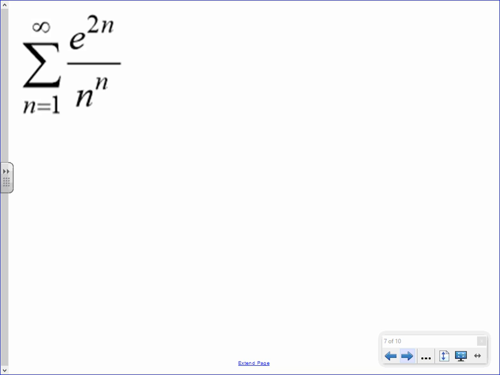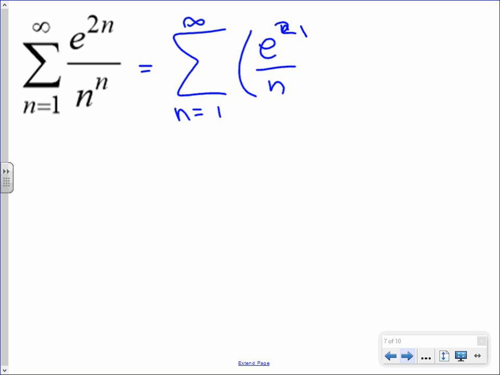Okay. Why is this a good candidate for the root test? Basically, the only time you can use the root test is when you have your sequence raised to the nth power. So if you write this as e squared over n, raised to the n power, which is the same thing, I just rewrote it. Now we can use the root test.